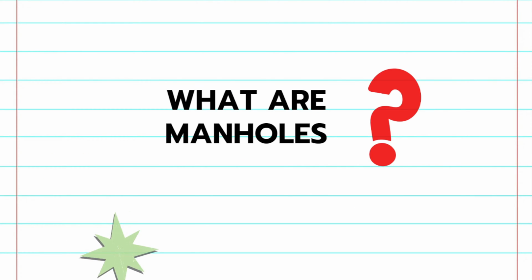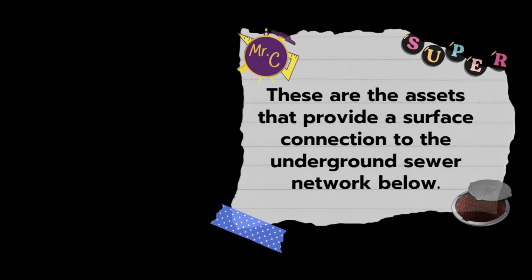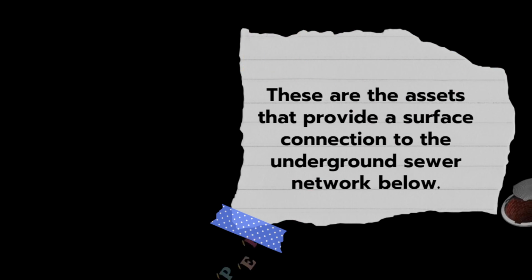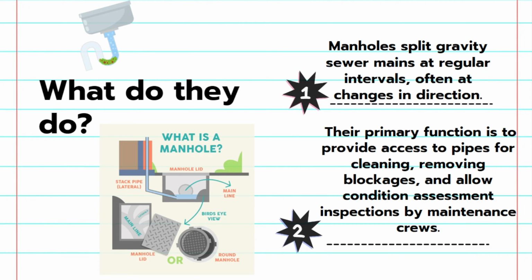So first things first, what are manholes? What purpose do they serve? It says that these are the assets that provide a surface connection to the underground sewer network below. And they have multiple functions. So what do they do? It says that they split the gravity sewer mains at regular intervals, often at changes in direction. So the manhole allows smooth changes of direction.